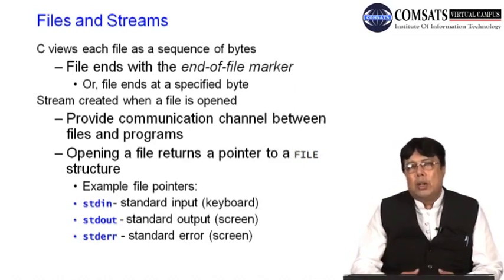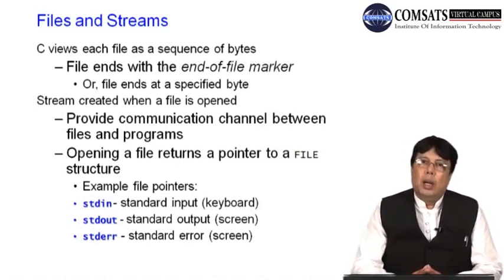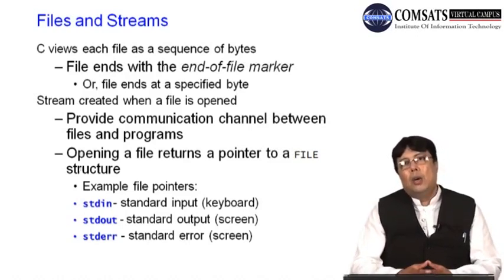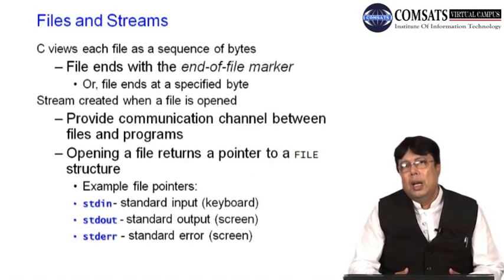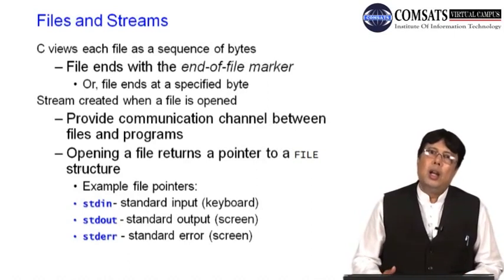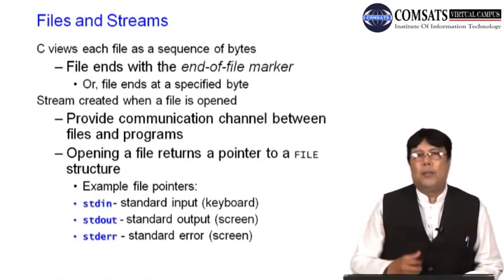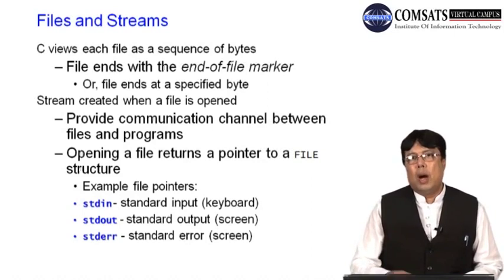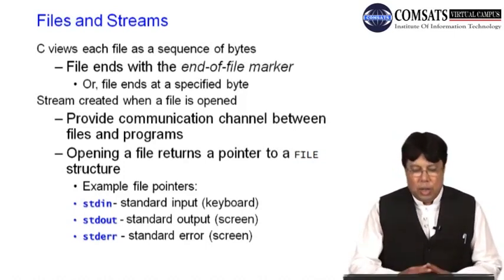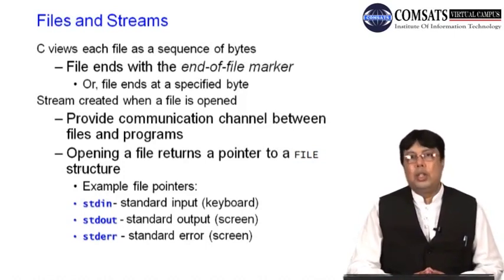I'll explain later what it means to point to a file, but something very important to understand is that a few streams are opened by default. What does that mean? I said that whenever you deal with files, you are required to create a file pointer or file structure, so you are required to identify the file streams. But there are three streams which are by default available to you all the time. These three streams are stdin, stdout, and stderr.